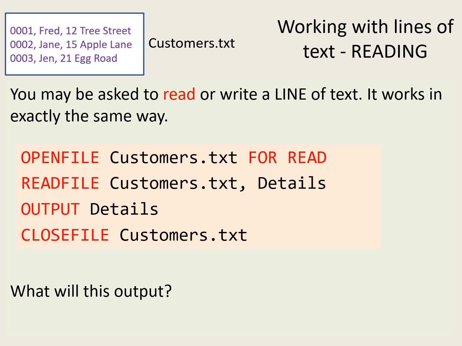What will that output? Have a little think about it. I think we talked about the answer there. So yes, it's going to output the entire first line. So details is that first line. When we read file customers.txt, we take that entire line of text and treat it as a single string.